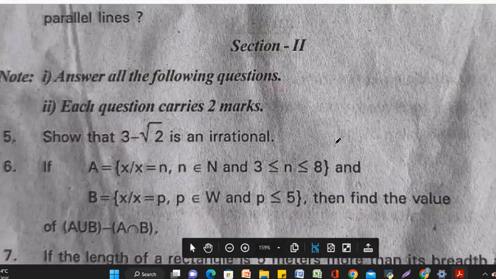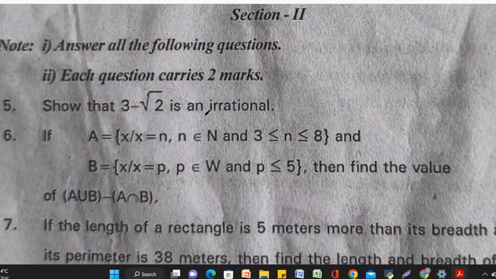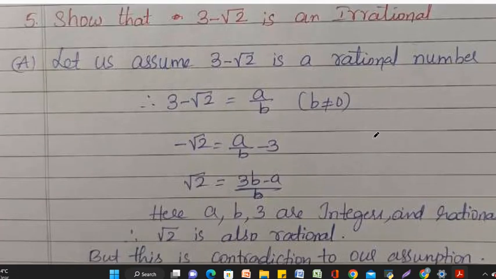We'll discuss section 2 now. Show that 3 minus root 2 is an irrational number. We can expect one problem on an irrational number. So to prove it is an irrational number, first we have to assume this value is a rational number, a by b where b is not equal to 0.